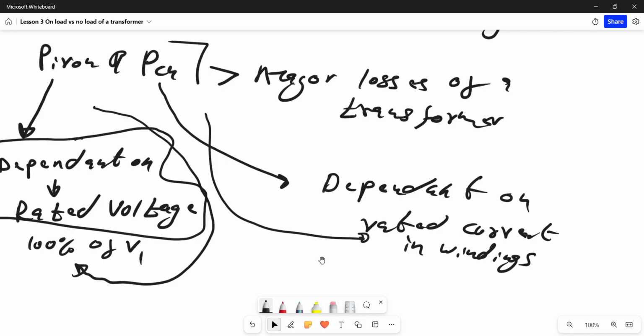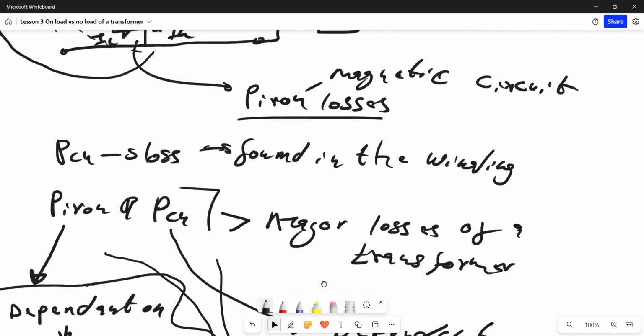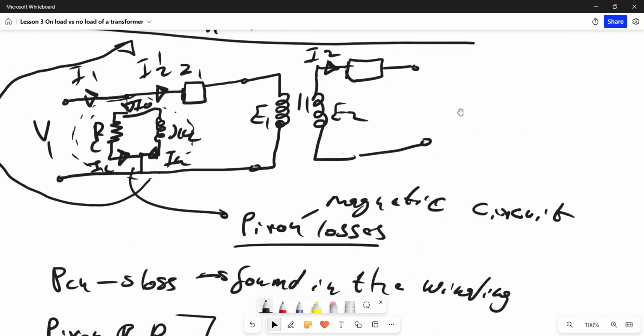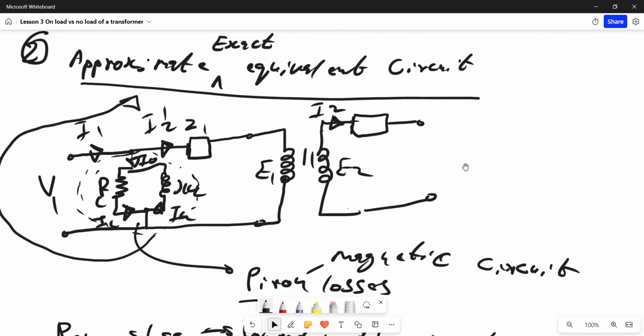Don't worry, I'm going to explain more about this properly when I'm releasing my video on the open and short circuit test. I'll repeat the same information. I'm explaining this because I'm going to explain something next.